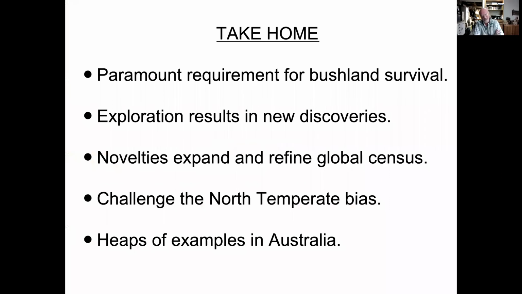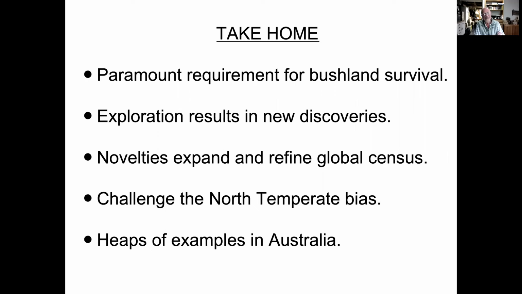So, take a deep breath. Where are we? Clearly, the ecological lifestyle of boletes is paramount for bushland survival. They bring water and nutrients to the tree from poor soils. They explore more soil volume to get that stuff to the trees. And the more that you explore, the more you're going to find.